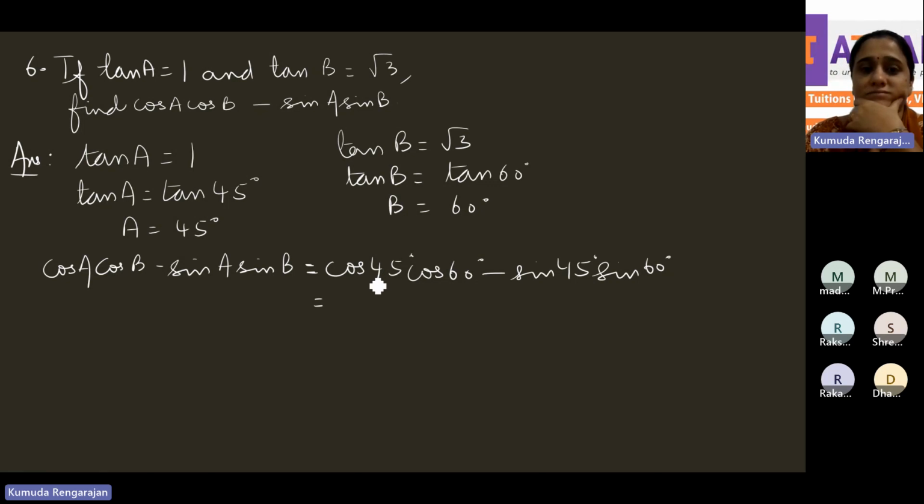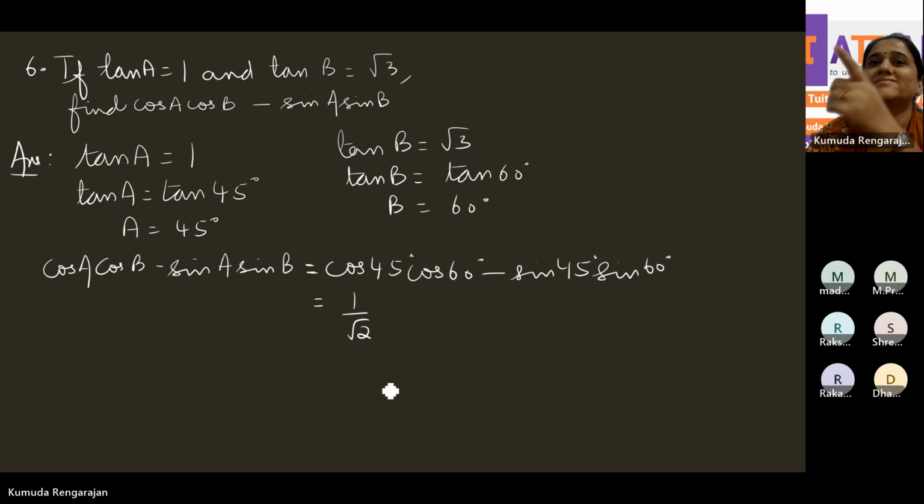Cos 45? 1 by root 2. No, 1 minute, I need to check. Arjun, cos 45? Have you memorized the values? No. Okay, you? No.